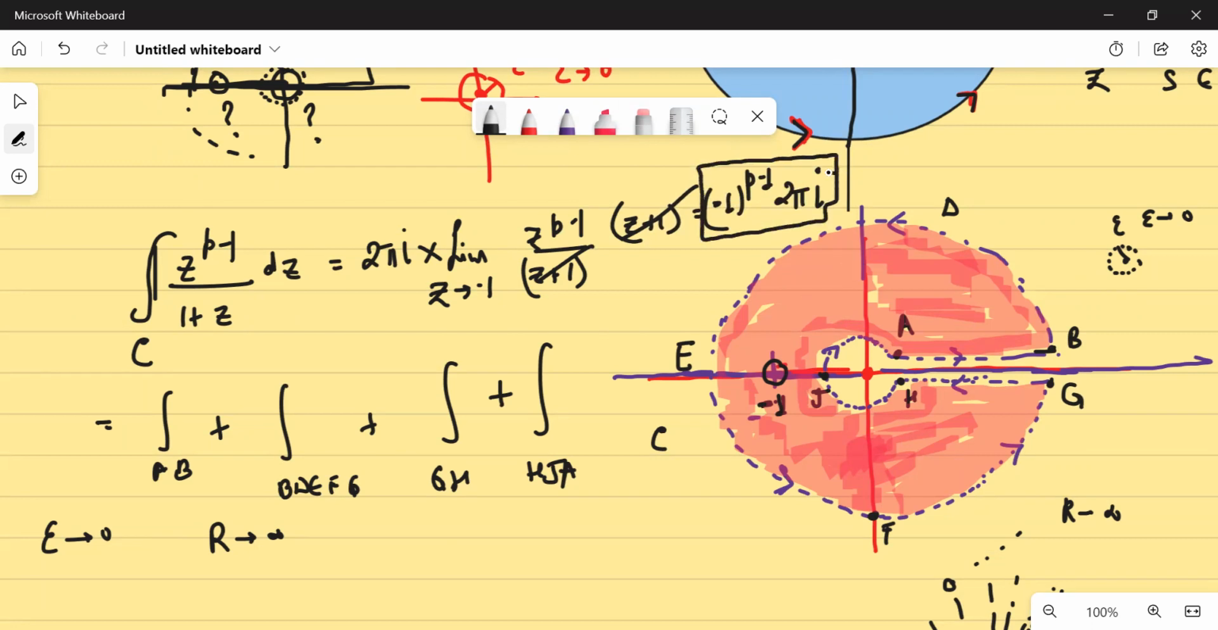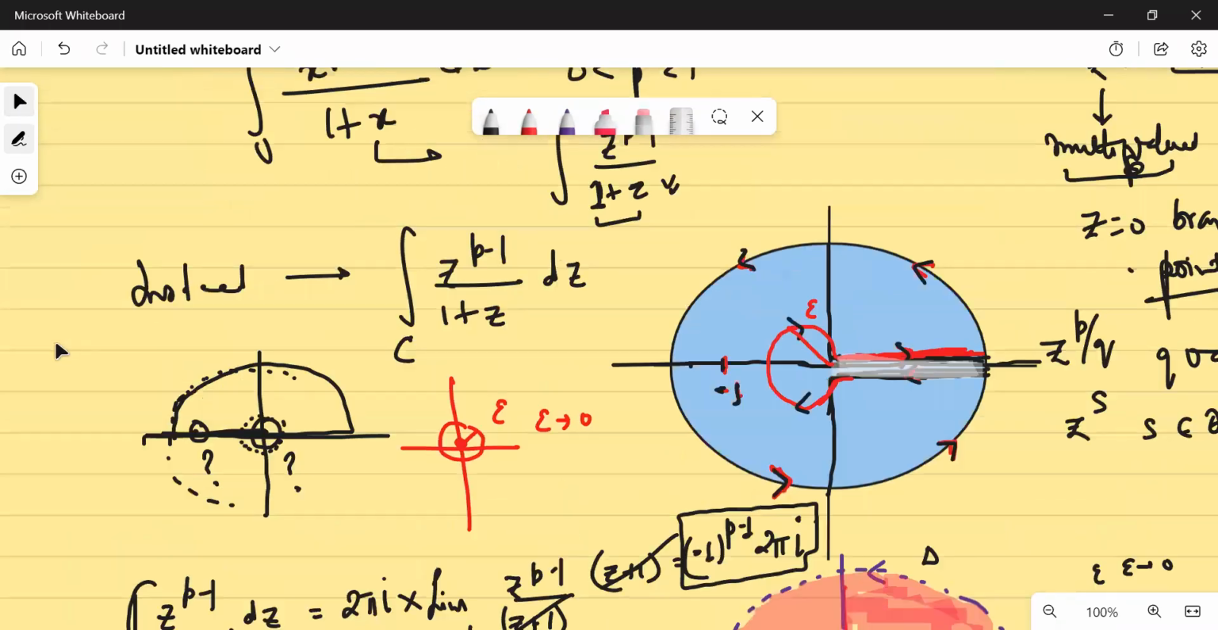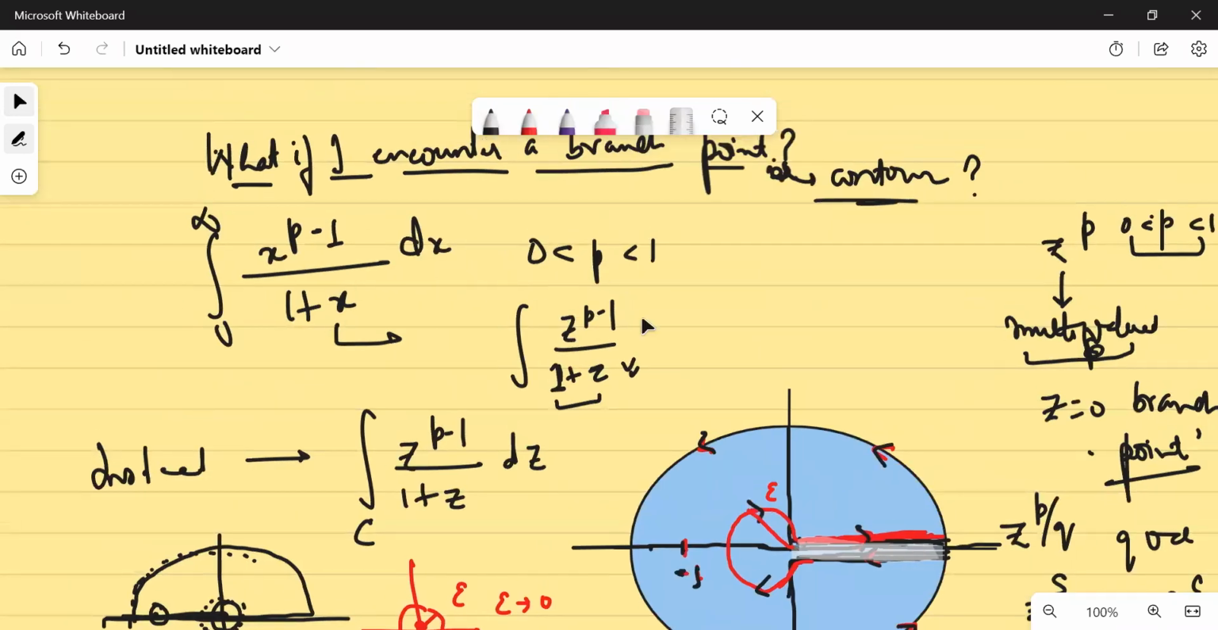Sir, what is the meaning of restricting p to 0 to 1? I have not restricted it, it is given in the question. So this is your question, and I cannot do anything about it. This is where we are starting from. Sir, p could have any value? If it could be any value, then you would not call it multi-valued.